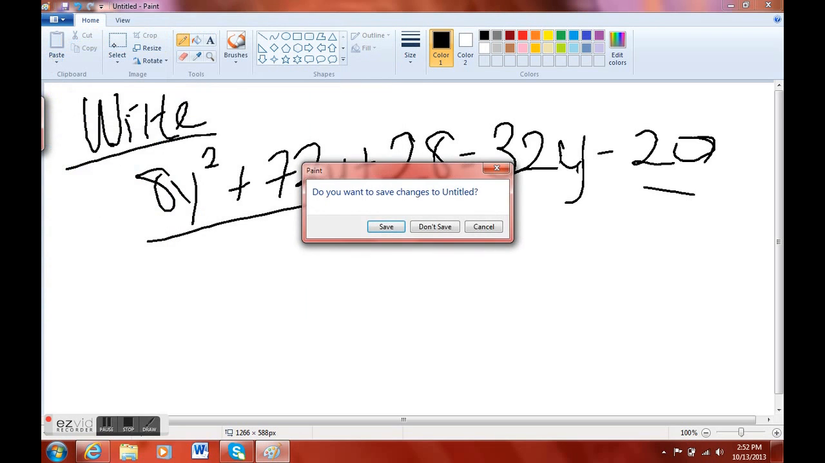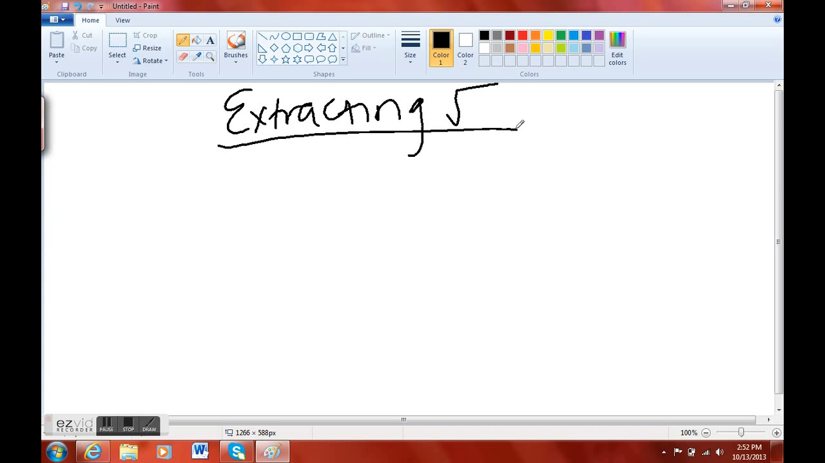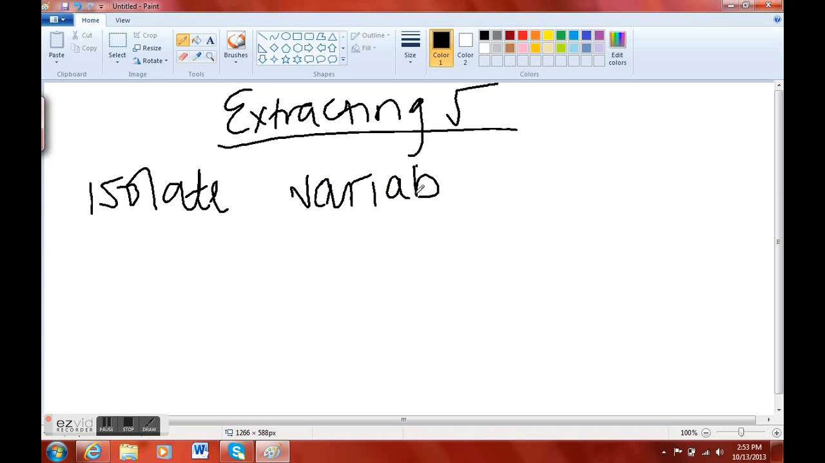Okay. Next we're gonna talk about extracting the square root, and it can be called different things, but I just ignore it as extracting the square root. This process is simple. You just isolate the variable, which I'm just gonna say is x for now, so x squared. And then you just take the square root of both sides. And that is literally it.